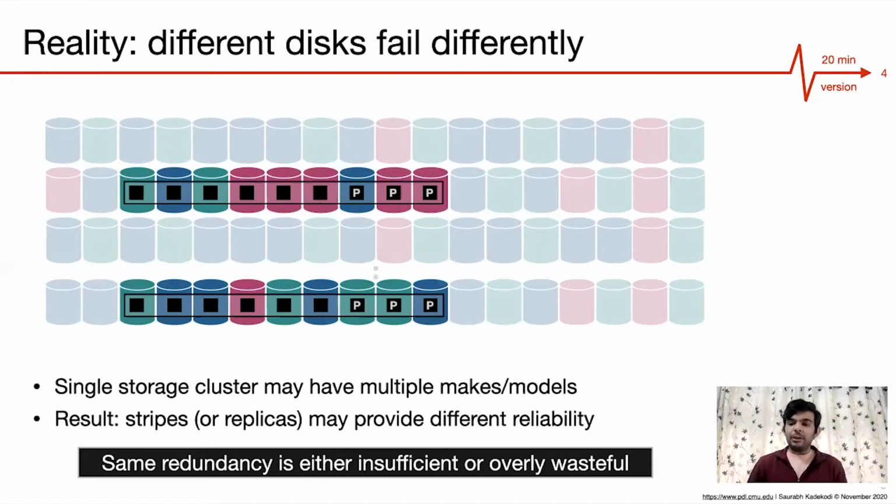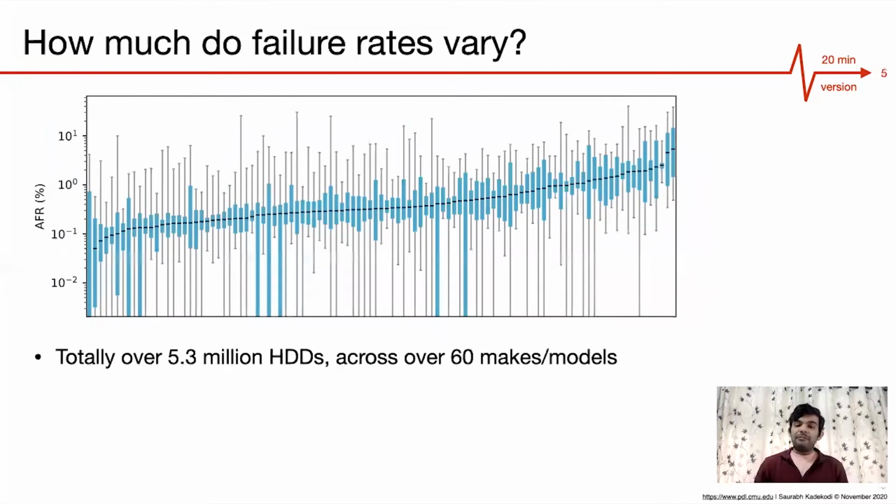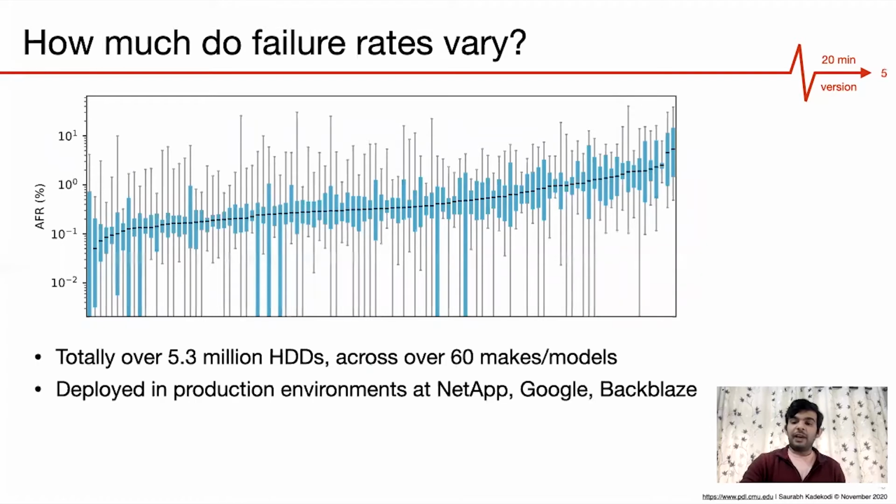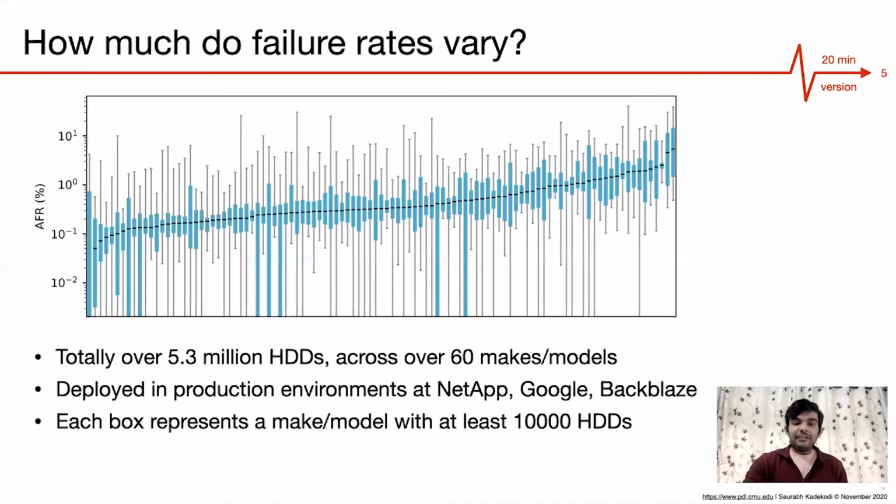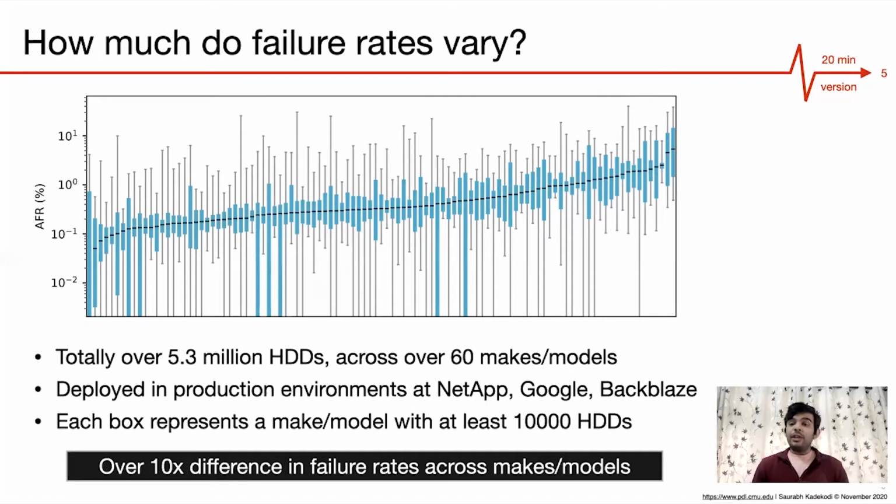Now let's take a look at how different the AFRs actually are across the different makes and models. In this work, we analyze over 5.3 million disks spanning 60 makes and models across 3 production environments at NetApp, Google, and Backblaze. In this plot, the left axis is AFR, which is plotted on a log scale, and each box has disks belonging to a particular make and model and the AFR spread in those disks. The takeaway from this slide is that there is over an order of magnitude difference between the strongest and the weakest disk.